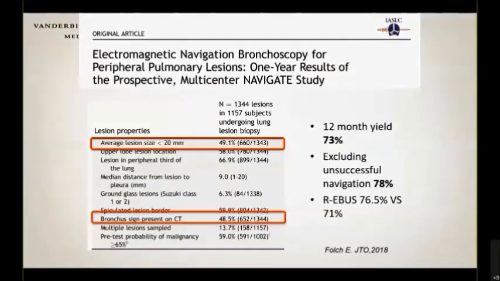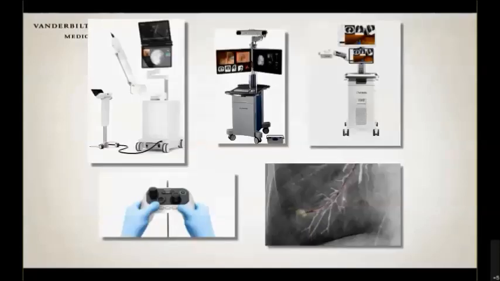The Navigate study is the largest prospective study that we have. I saw Eric on the call, Eric Falk, who was the PI on this large prospective study looking at electromagnetic navigation, and the 12-month yield was 73%, so better than the Acquire database, but clearly it's not yet anywhere close to the 90% we're talking about with TTNA.